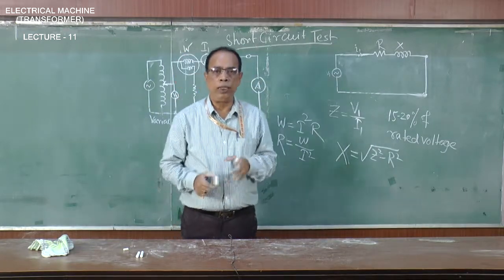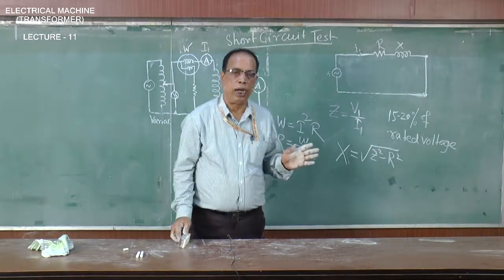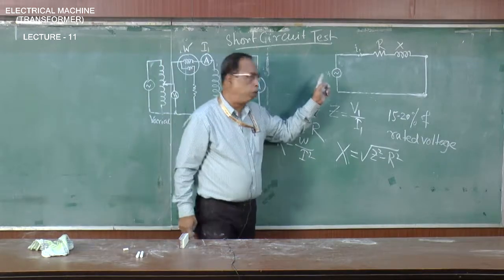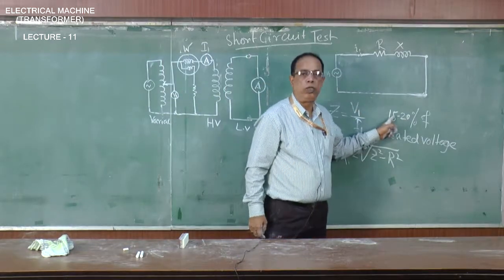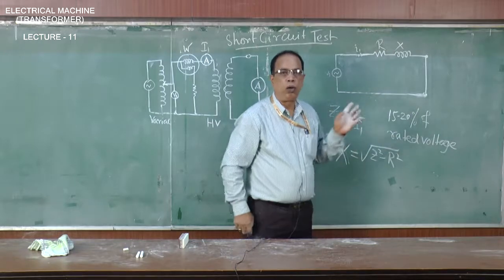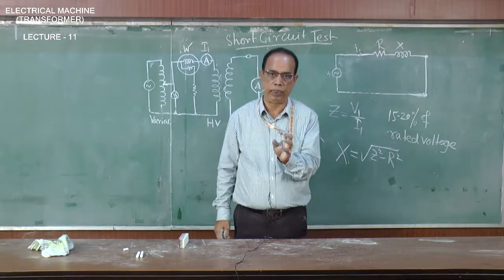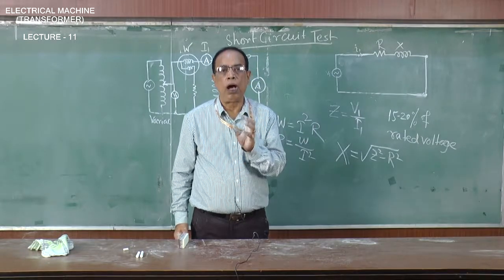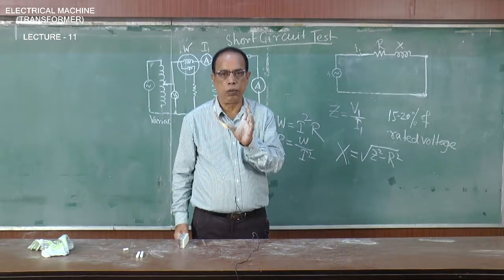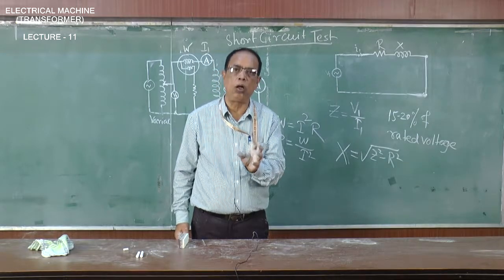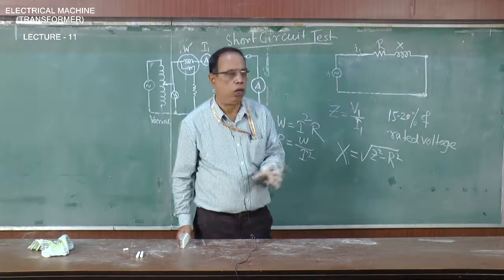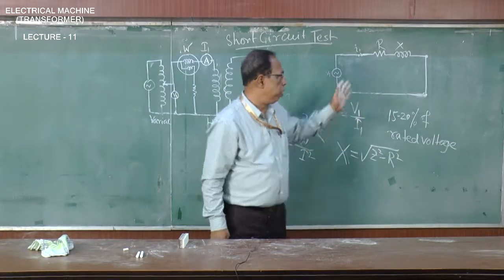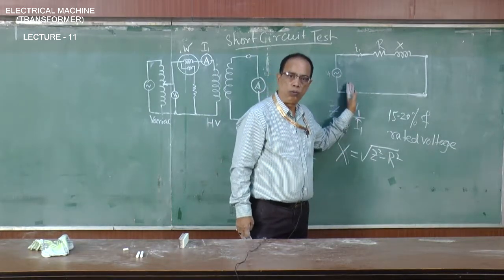One thing I want to clarify here. In the short circuit test, as the voltage requirement is very small, 15 to 20%, the working flux will be very, very less. When the working flux is very, very less, our core losses, that means losses caused by the flux, will also be negligibly small. So, in the short circuit test, we ignore the magnetizing current as a whole.